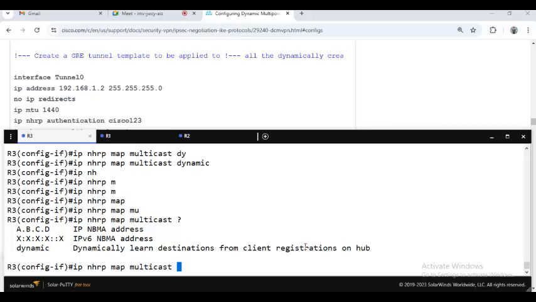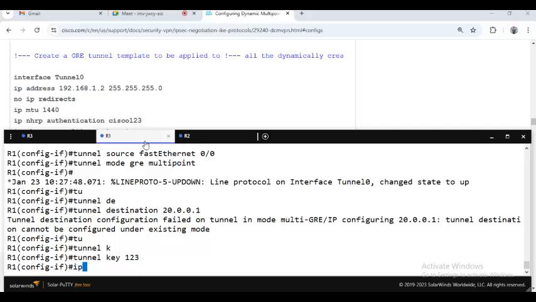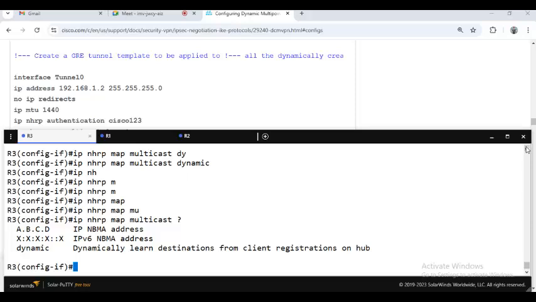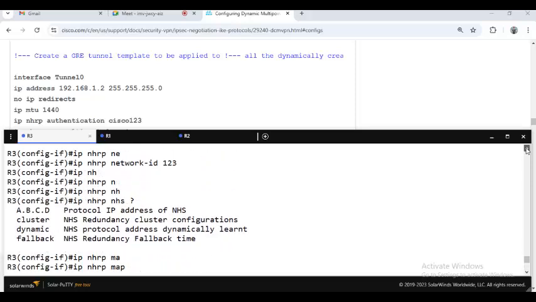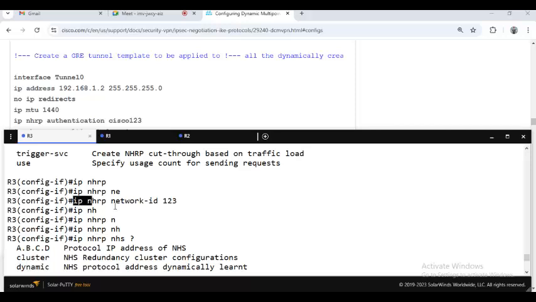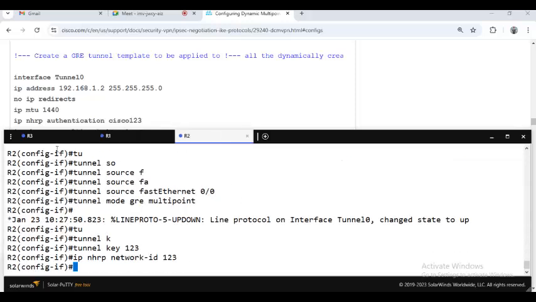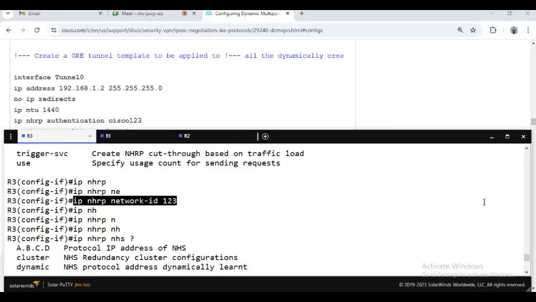Hold on, I did not give the NHRP ID. Let us give the ID. We gave the ID there. Let us do it one by one. I gave the ID here, right? So that ID should be the same on all devices. Let me paste that one. Okay. Next, after the ID, I gave here IP NHRP map multicast dynamic, but here I'm going to say IP NHRP map multicast to 20.0.0.1, the public IP address, which is one here.